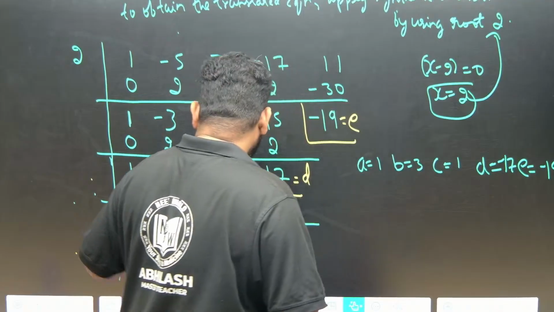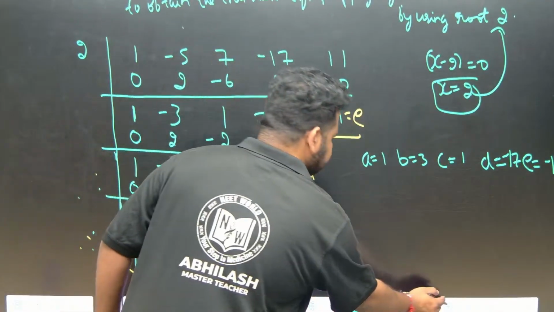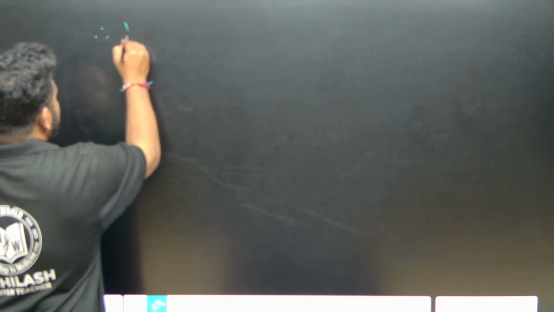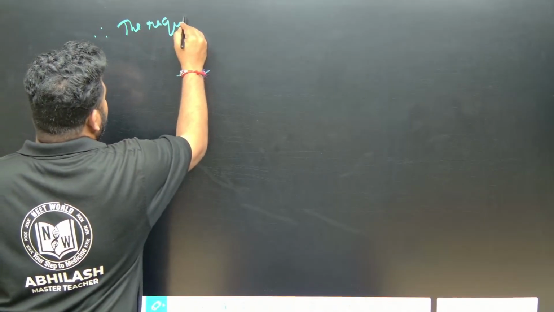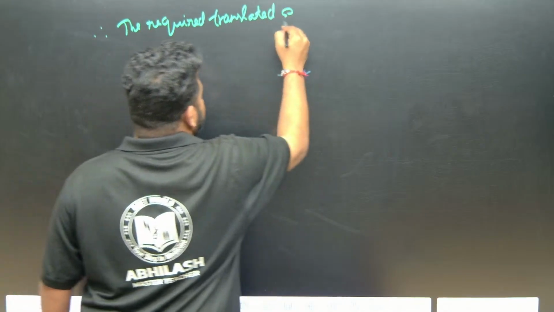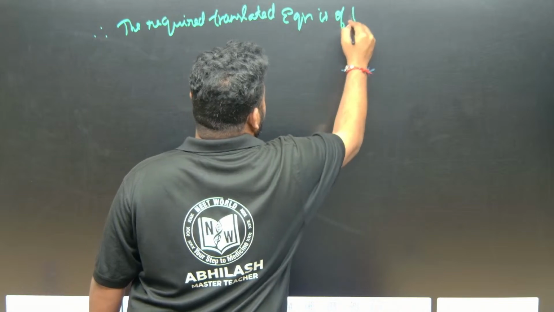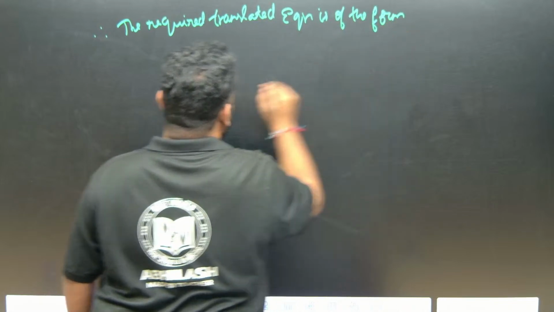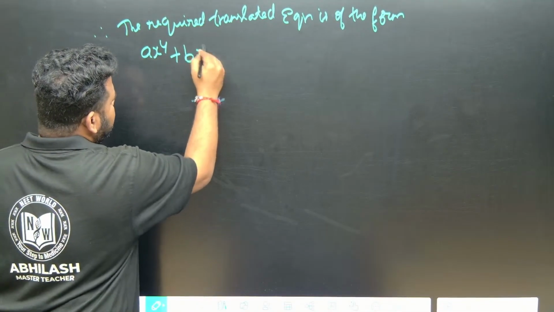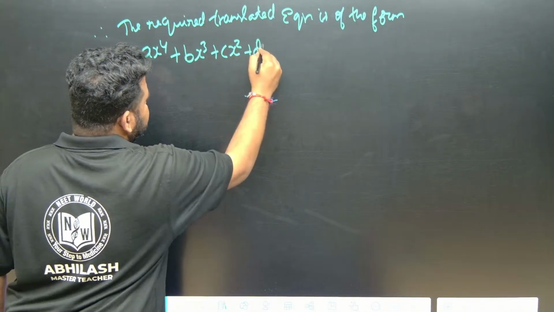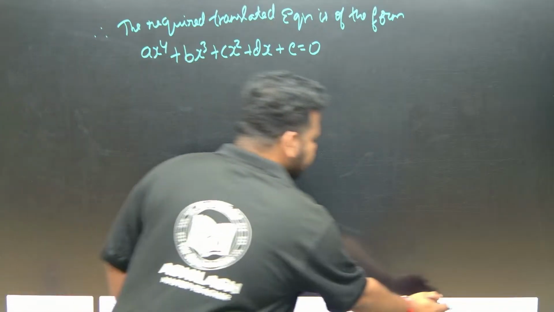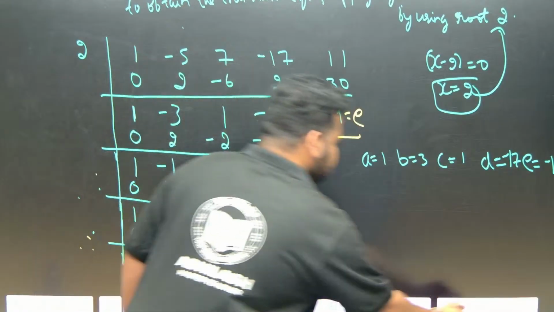So the required translated equation is of the form, okay, we should write down ax to the power of 4 plus bx cube plus cx square plus dx plus e is equal to 0. Now what we have to do? Just put the values of a, b, c, d. A is equal to 1, and b is equal to 3.